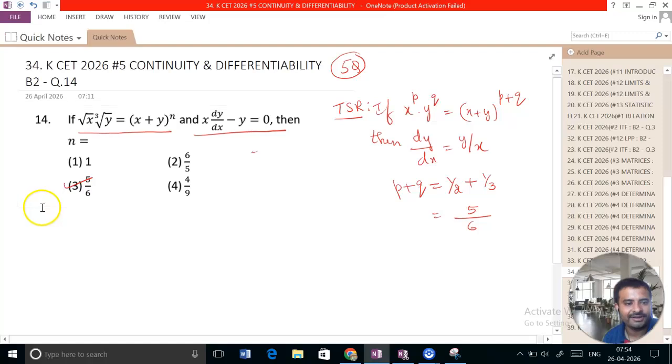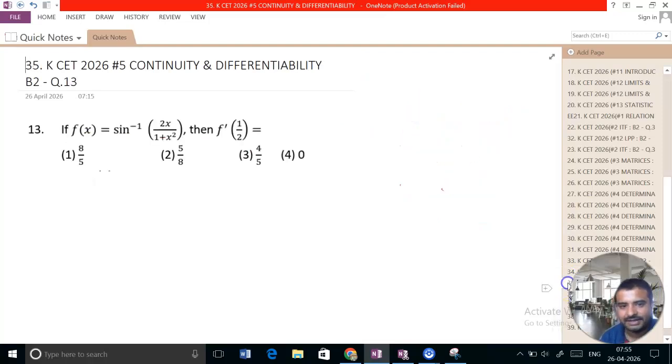I hope you all got the answer for this. Please note down this time saving result. It is very important. Okay, next we'll move on to the second question of continuity and differentiability, that is question number 13, version code B2.